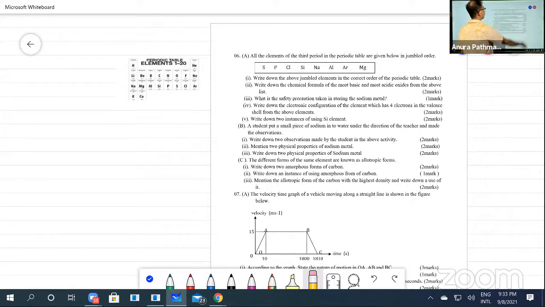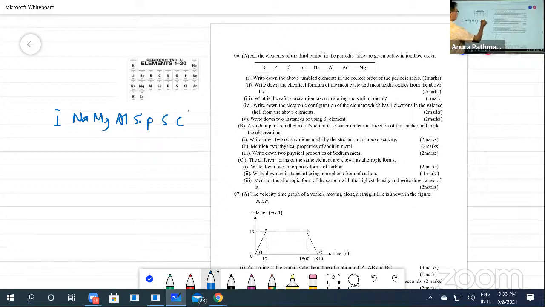Write down the above jumbled elements in the correct order of the periodic table. So I'm writing the first answer: sodium, magnesium, aluminium, silicon, phosphorus, sulfur, chlorine, and argon.